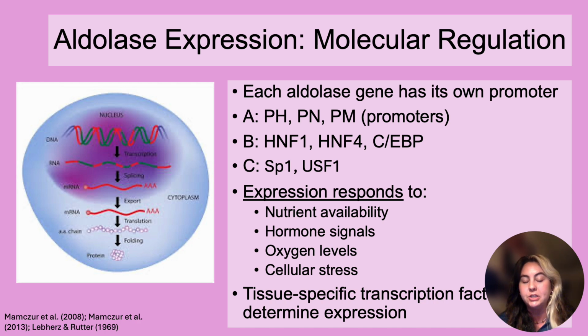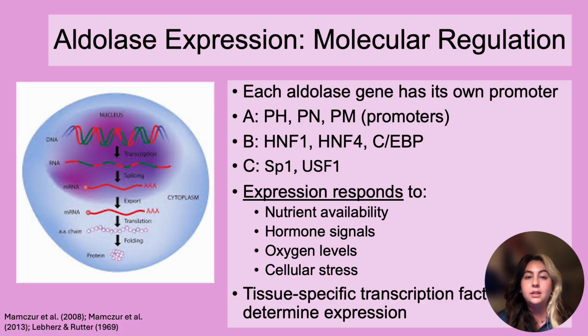So it makes sense that it's got more specialized promoters controlling its expression and its regulation. B and C are both going to be operating under one promoter each, but that's going to be controlled by specialized transcription factors, for example, some of the ones that are listed here. So expression is going to be responsive to various environmental factors like nutrient availability, hormone signals, oxygen levels, and cellular stress. One of those to note here is oxygen levels.